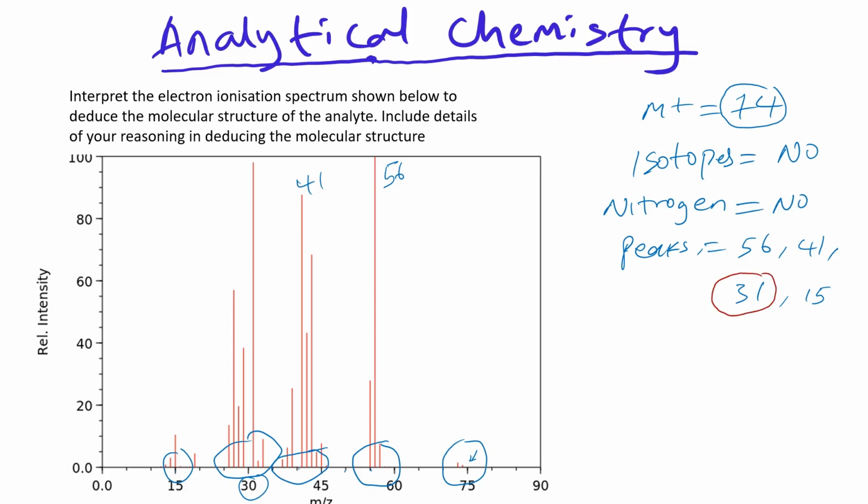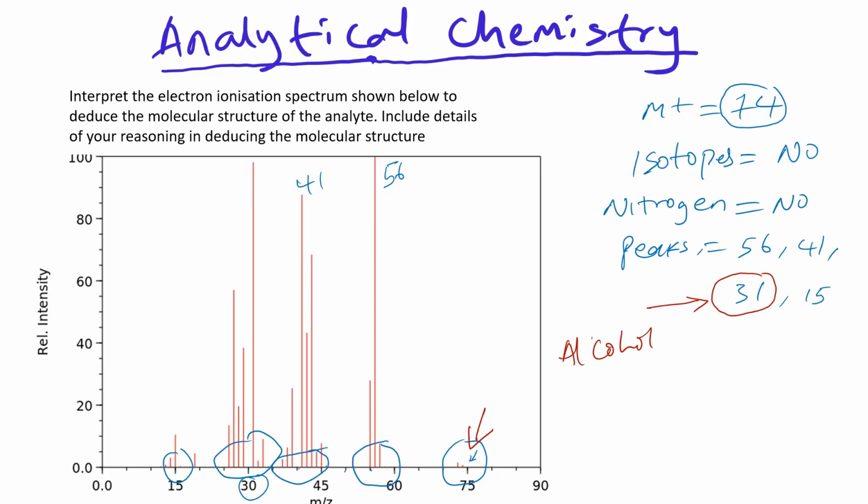Okay, and which functional group is characterized with a peak at 31? That is alcohols. And remember, alcohols also have an almost undetectable molecular ion. You can see the molecular ion here is almost undetectable, and we have a peak at 31. So this is a confirmation that this analyte is an alcohol.